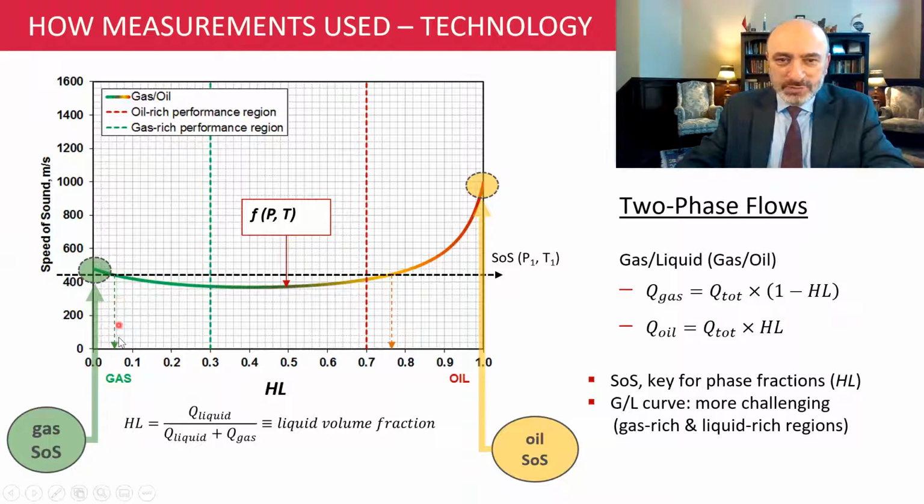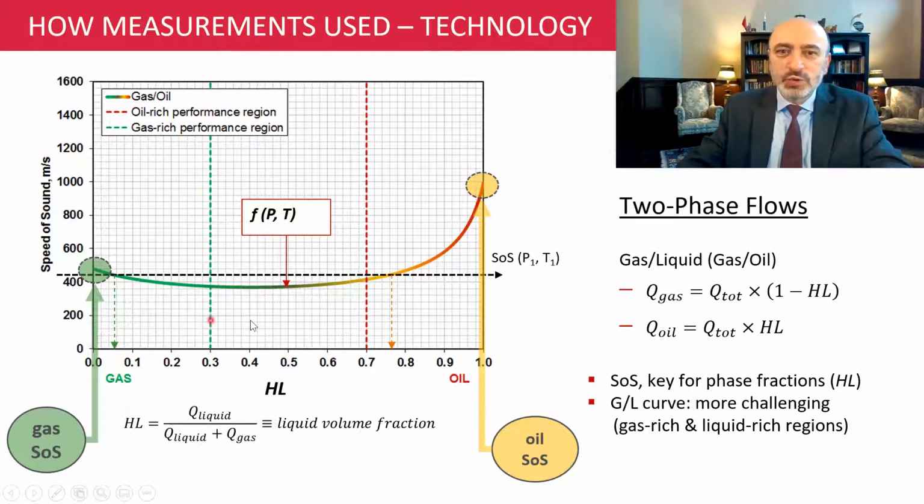The first solution is actually a gas-rich flow. The liquid volume fraction is around 5%, which means gas volume fraction is 95%. So this must belong to a gas producer. The second solution is the oil-rich solution. So this must come from an oil producer.